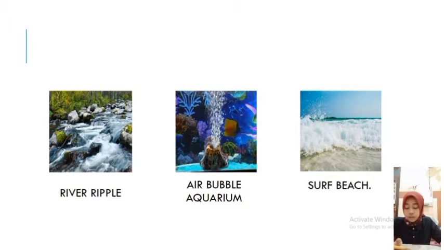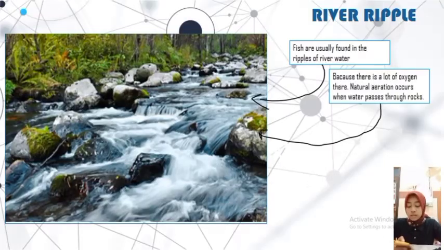In natural aeration, examples are river ripples, air bubble aquarium, and surf beach. Okay, number one, river ripples.